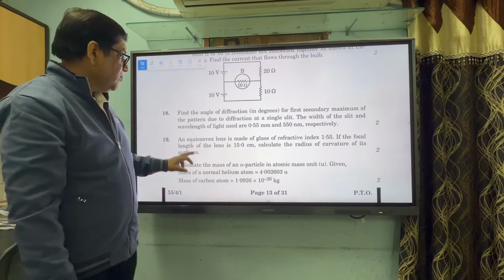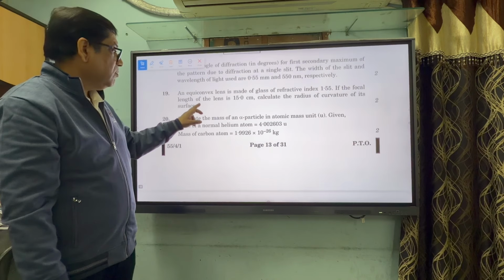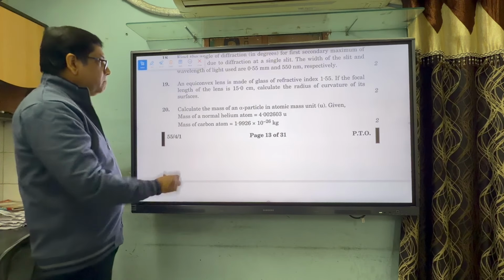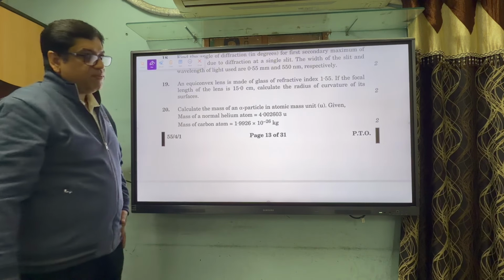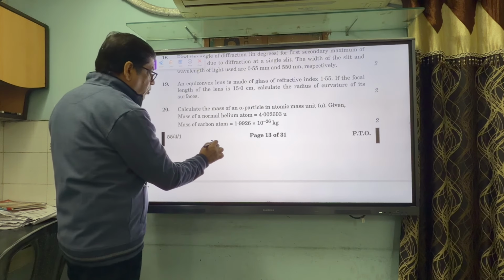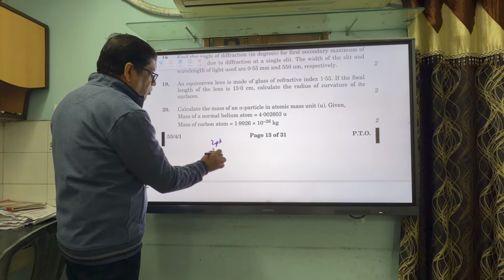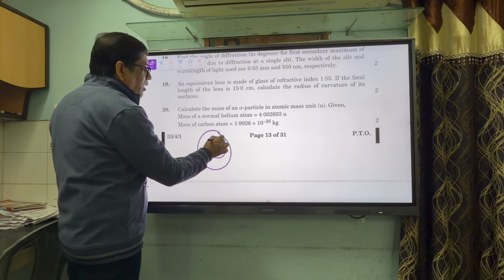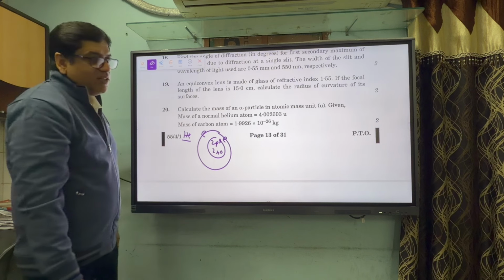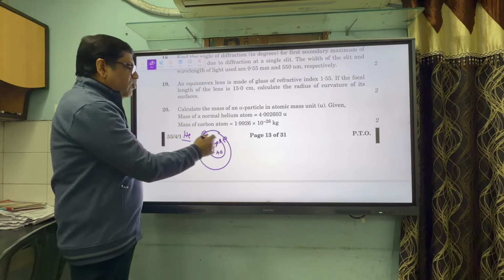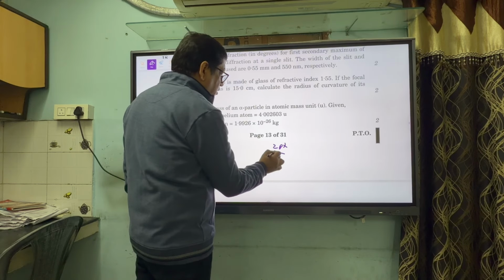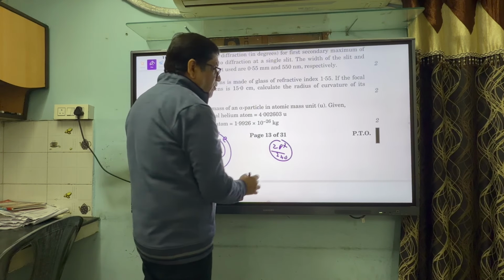Next question. Calculate the mass of alpha particle. What is alpha particle? Helium nucleus has 2 protons. A helium atom is 2 protons, 2 neutrons, and 2 electrons. This is helium atom. And what is alpha particle? When 2 electrons are removed, it becomes alpha particle. It is a nucleus of helium atom. Only this nucleus will be left. This is alpha particle.